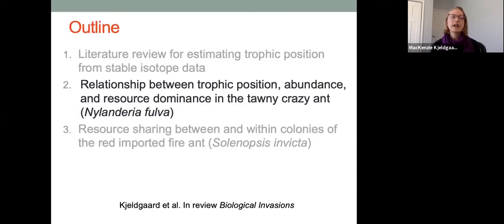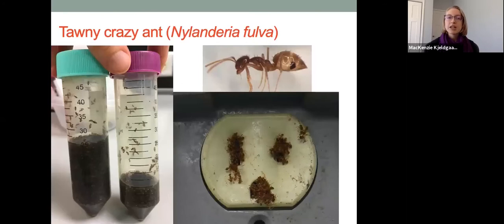Okay, so now, applying what I just talked about to the Tawny Crazy Ant. As I mentioned at the beginning, Tawny Crazy Ants are able to reach these very extreme densities. These are examples of 2 pitfall traps that I leave out at my sites. I left those out for just 24 hours, and I get upwards of 5,000 ants and sometimes even 10,000 ants within a single trap. And that really didn't even make a dent in the population size at all.